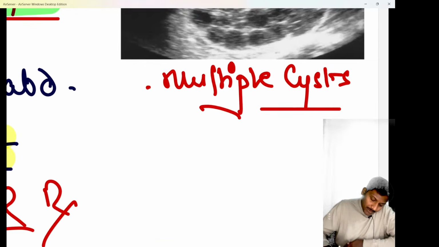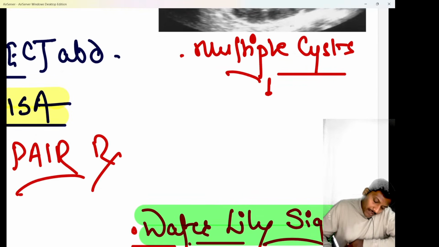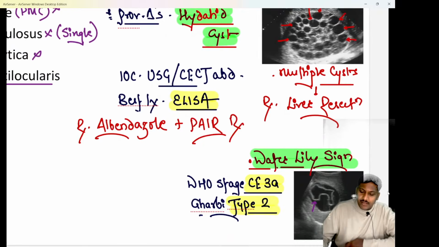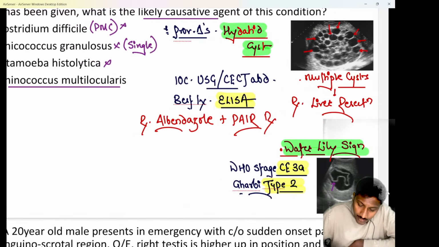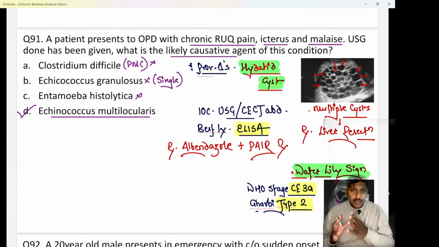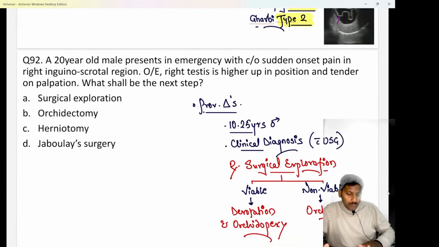But अगर multiple hydatid cyst है बेटा, for multiple hydatid cysts the better option is a liver resection. For multiple hydatid cysts, the best treatment is a liver resection. Here PAIR therapy is not usually recommended. ठीक है, so that is what is important. तो यहाँ पे treatment अगर पूछा होता तो my answer would have been liver resection, not PAIR therapy, because there were multiple cysts. Hopefully clear. Chalo. Next is question number 92.